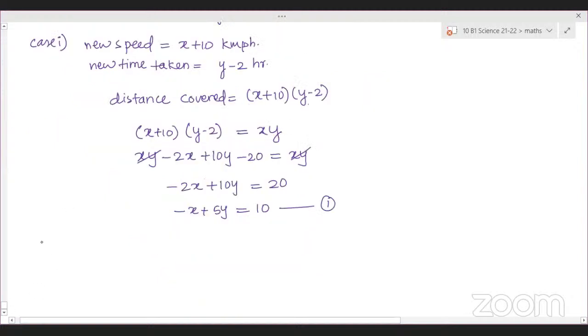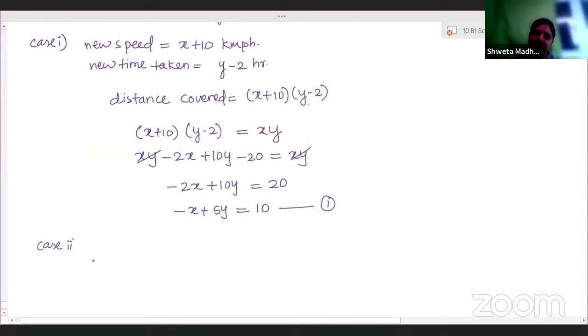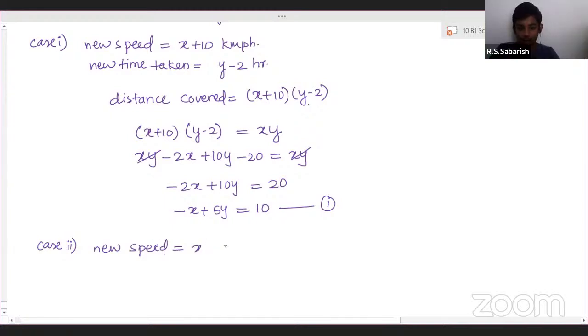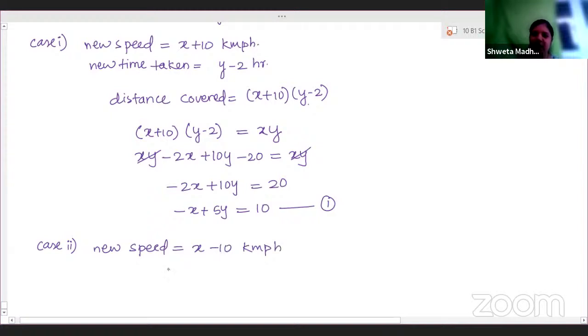Then case 2. Now if the train is 10 km per hour slower, it slows down. If speed decreases, what happens to time? Time will increase, by 3 hours. So in this case, the new speed is x minus 10 km per hour, since it is slower, and the new time taken is y plus 3 hours.